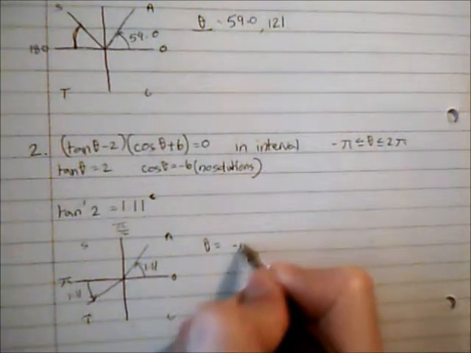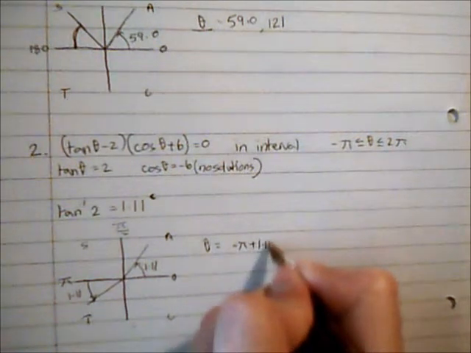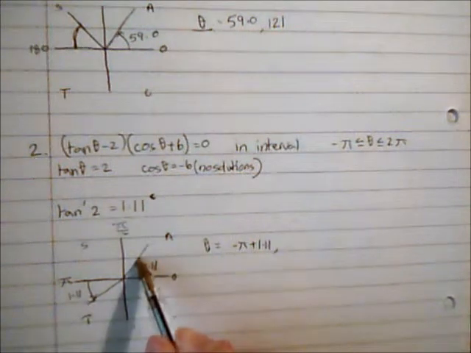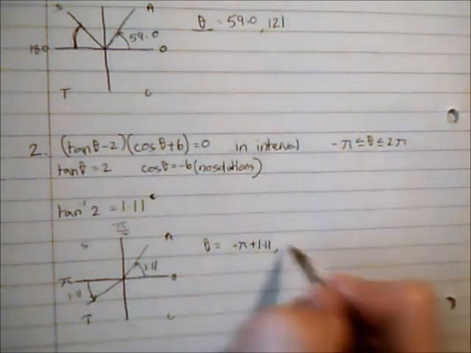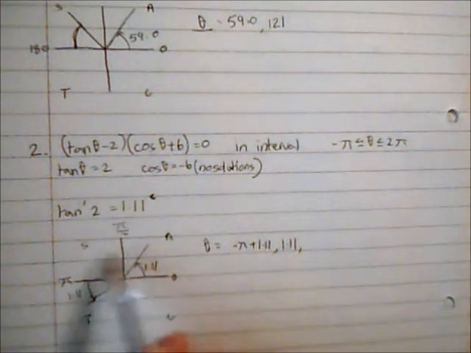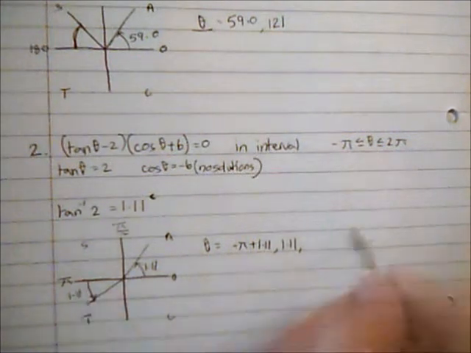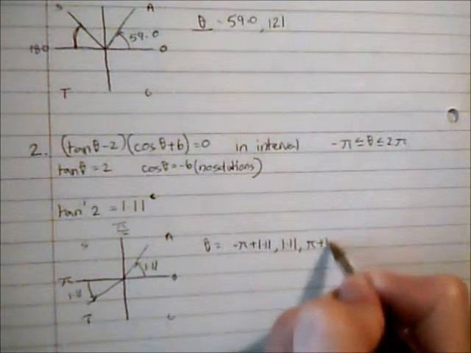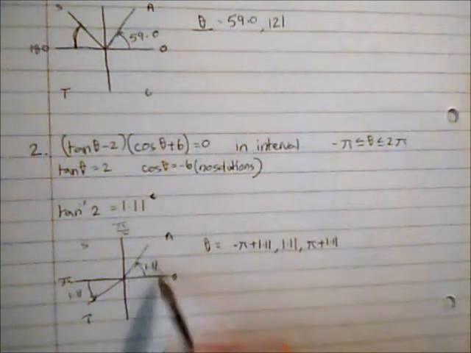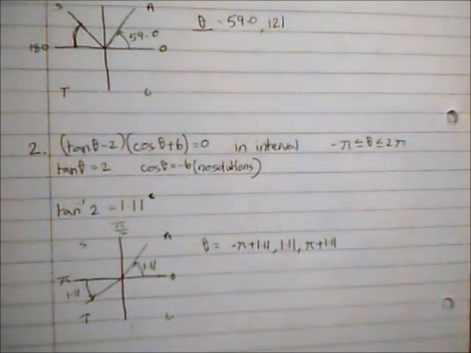So we've got negative pi plus 1.11. Our next solution is here, which is 1.11 after 0, so that's just 1.11. Our next solution, well, there's pi, so this is pi plus 1.11. And then we go round to 2 pi, and so we've got no more solutions because we've reached the end of our interval.